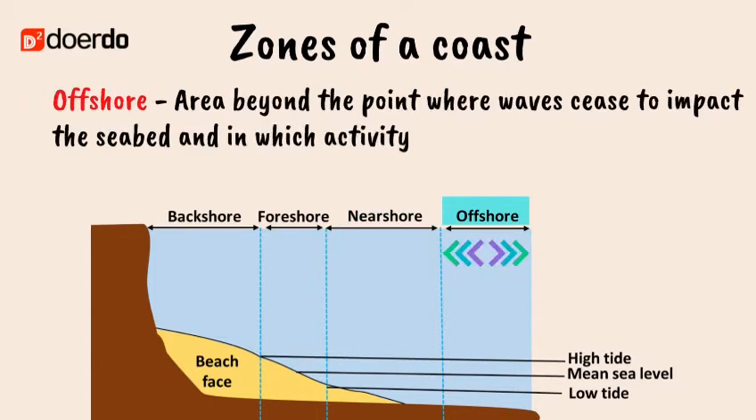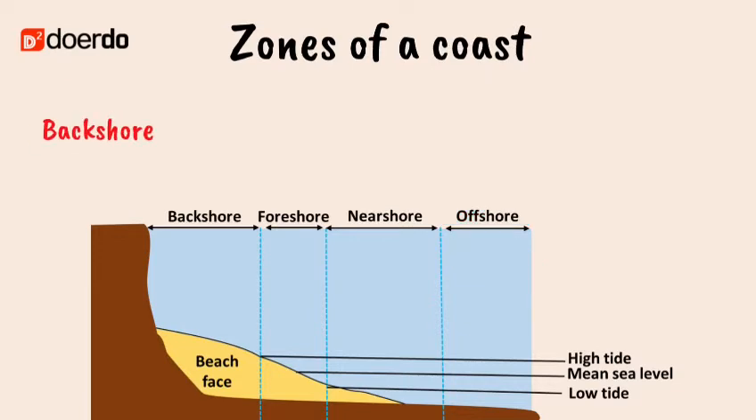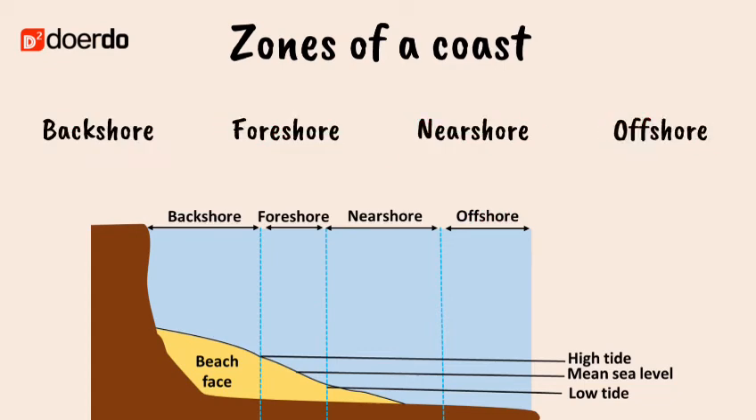This is the area beyond the point where waves cease to impact the seabed, and in which activity is limited to the deposition of sediments. So, backshore, foreshore, nearshore, and offshore are the 4 different zones of the coasts.